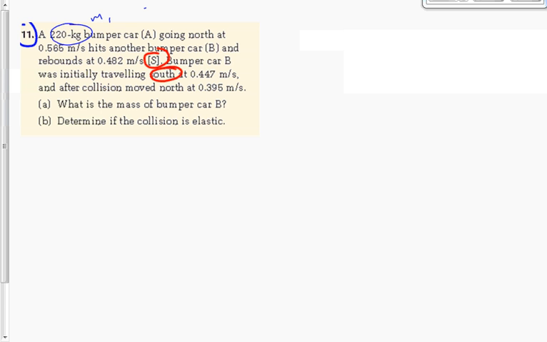That's M1. And the other one is going to be M2. That's what we're trying to find, I guess, isn't it? Mass of bumper car B. This is going to be V1I, the initial velocity of car number 1. This is going to be V1F. It rebounds at 0.482 to the south. This is going to be V2I, and this is going to be V2F. So we have everything here except for M2. That's not usual. Usually we're solving for a velocity, right? Not a mass. See what we can do.